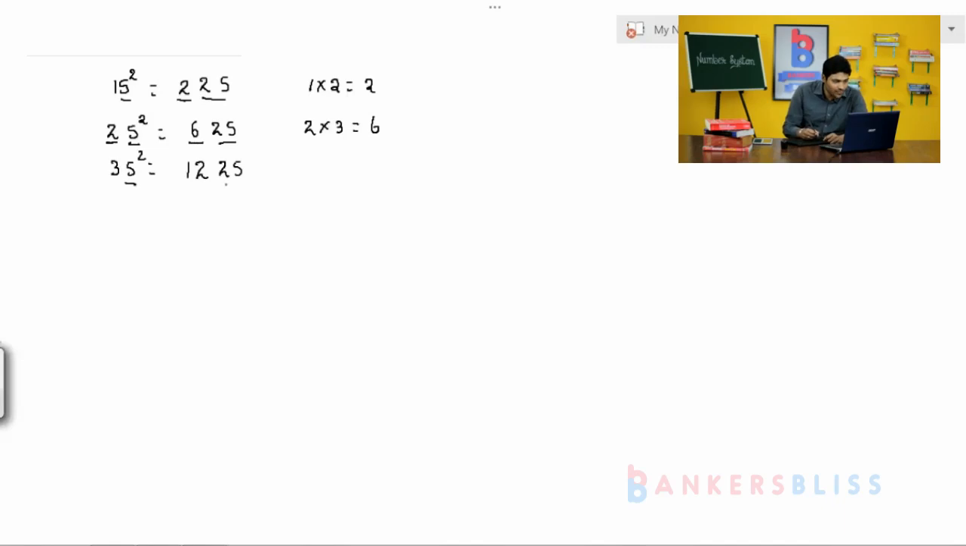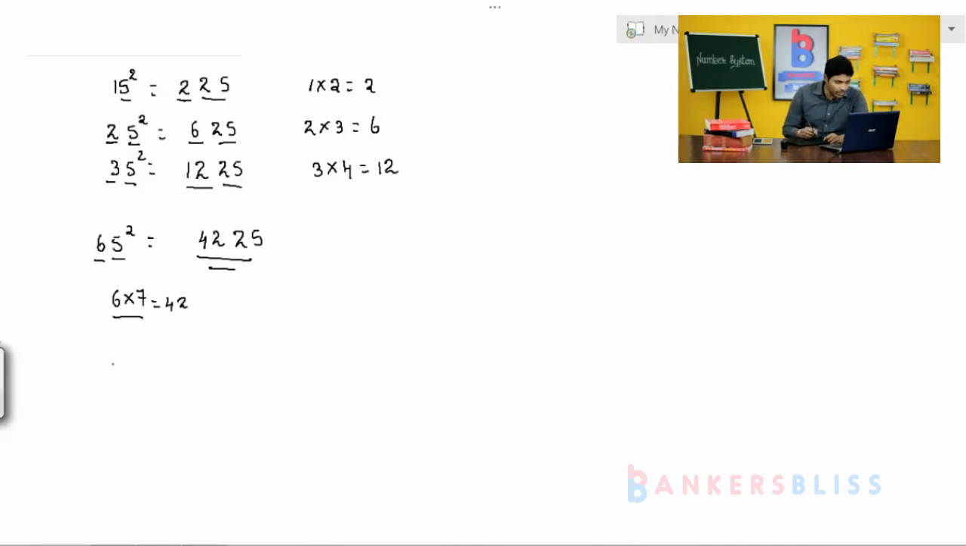Next, 5 square, 25. Next, what is the digit? 3. So after 3, which number are you going to get? 4. So 3 into 4, 12. So your answer is 1225. See here, let me take one more example. 65 square. So 5 square, 25. Now I have taken 6. So 6 into 7, the next number of 6. 6 sevens are 42. So this 42 I am going to write here. So the answer is 4225.